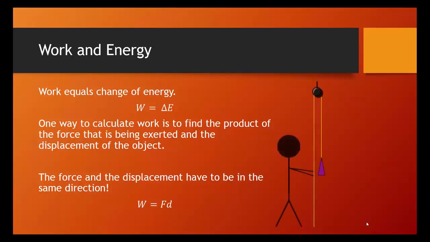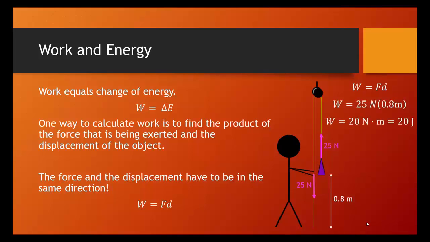Let's take a look at that example again. So this person exerts a downward force of 25 newtons on the rope, which, through the pulley, exerts a 25 newton force up on the mass. And if the mass has a displacement of 0.8 meters, we can find out how much work was done. So work is force times displacement. 25 newtons times 0.8 meters gives us work of 20 newton meters. And I think we've seen before that a newton times a meter is the same thing as a joule. So this person did 20 joules of work lifting the mass.